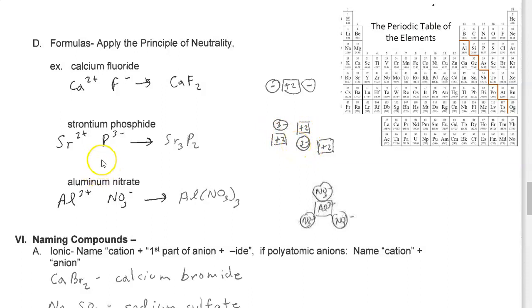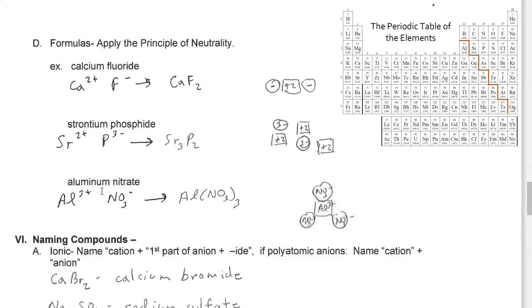Let's try one more. Aluminum nitrate. So what type of ion does aluminum form? Well, from our rules last time we talked about, it's +3. Okay, what is a nitrate anyway? Well, a nitrate is an NO3. What charge does nitrate have? -1. How do you know this? Because you memorized it, because I told you to in the last video.